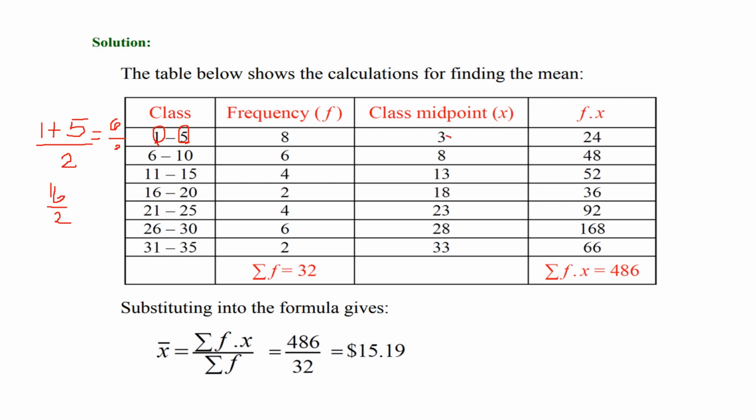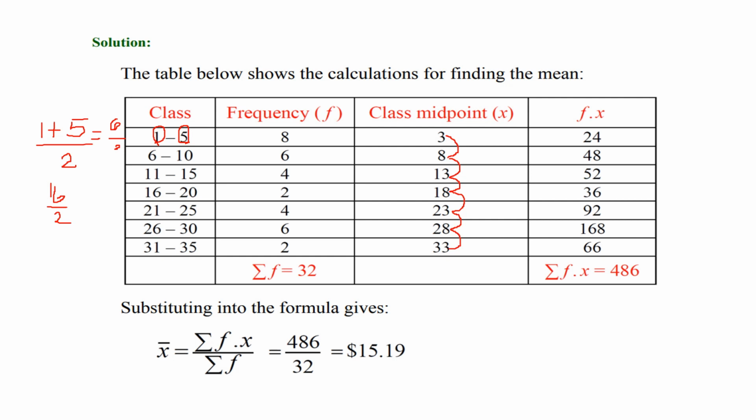Now you can find the difference of the class midpoints. 8 minus 3 is 5, so 5 is the difference. Here you can also check that the class width is 5. So you can add the class width: 8 plus 5, 13. 13 plus 5, 18. Plus 5, 23. 23 plus 5, 28. Plus 5, 33. Then you have to form another column for f times x.